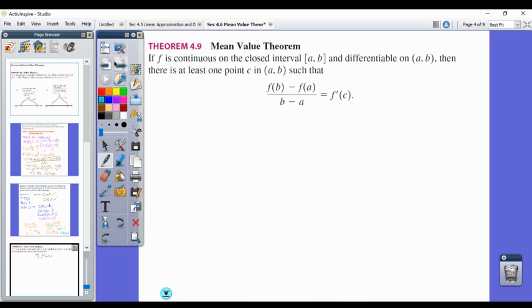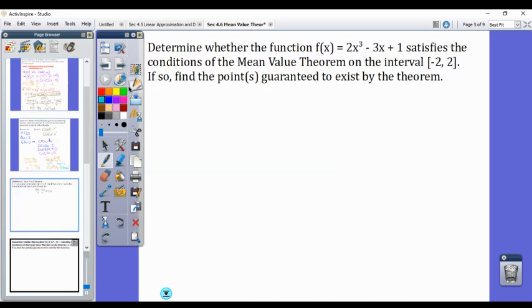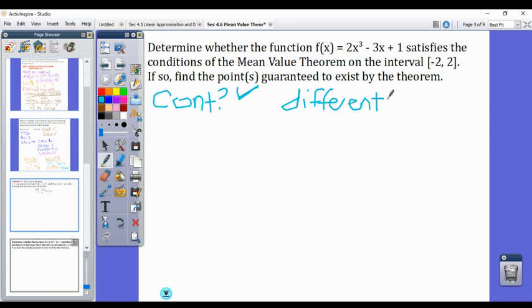Oops, I think I went backwards. Yep, I did. Okay, so for this next problem, what we want to do is first do our checks. So is this continuous? The answer is yes. Is it differentiable? Can I take the derivative? And the answer is yes.